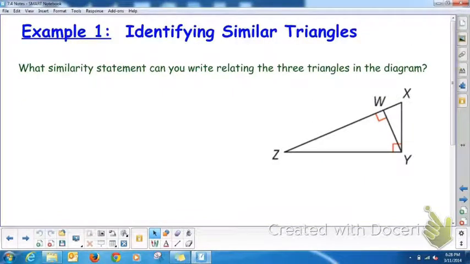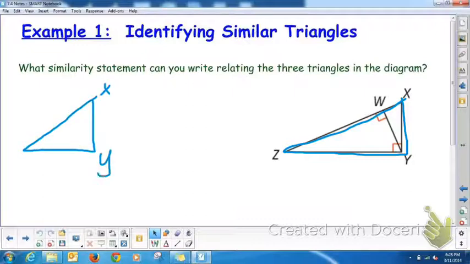Identifying similar triangles. So this is a difficult task. What similarity statement can you write relating the three triangles in the diagram? An important skill, and you guys hear me talk about it in class, is to be able to draw the triangles separate. So let's begin with this first one. I'm going to look at triangle XYZ. In a right triangle you have your right angle and then you have your hypotenuse. So it's always good to keep track of those when you're trying to set your right triangle straight.